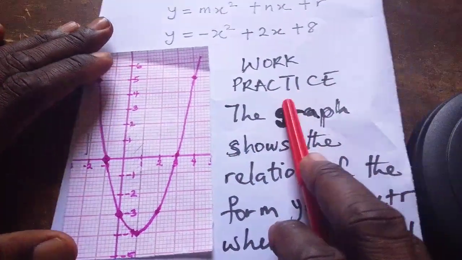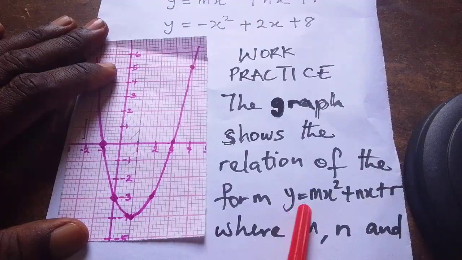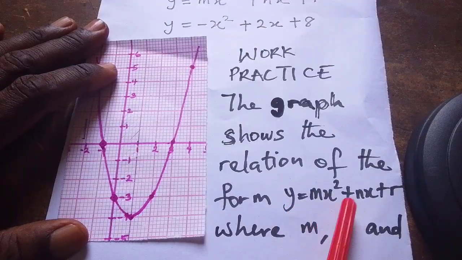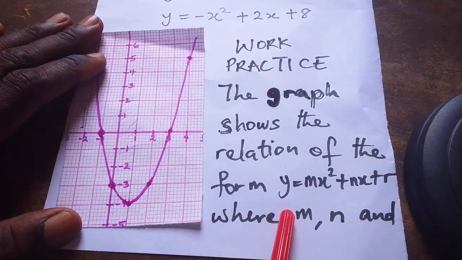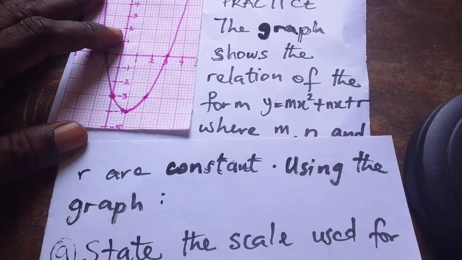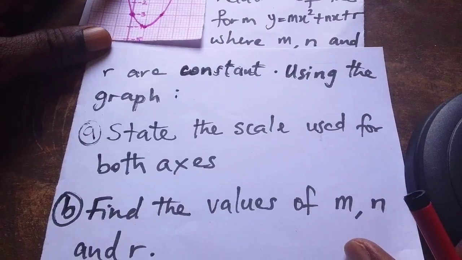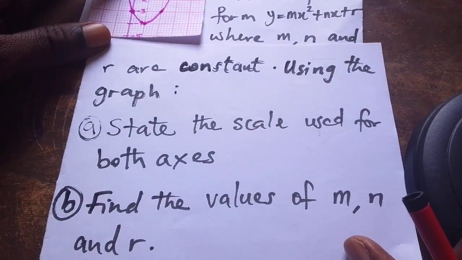5. So the graph shows the relation of the form y equals mx squared plus nx plus r, where m, n, and r are constants. Using the graph, state the scale used for both axes. Then b, find the values of m, n, and r.